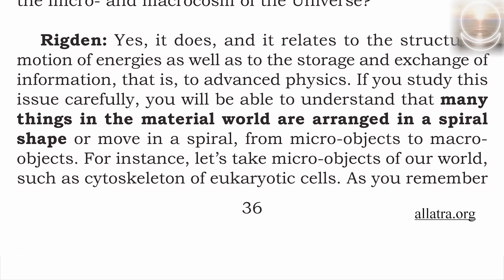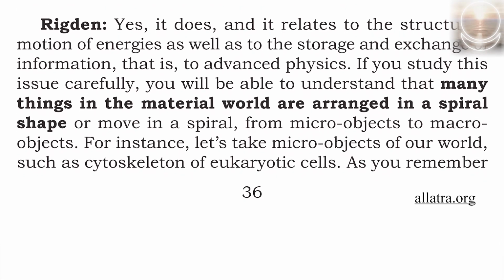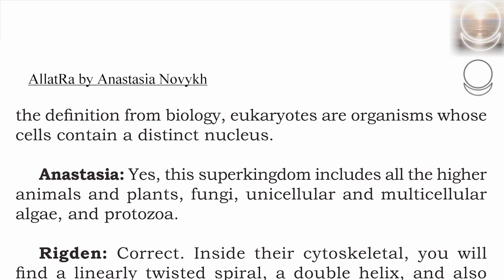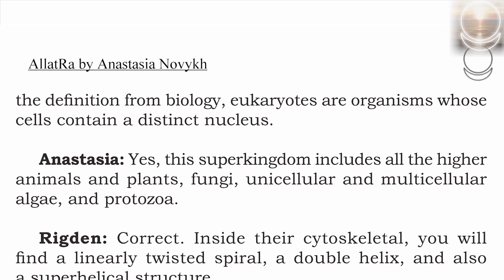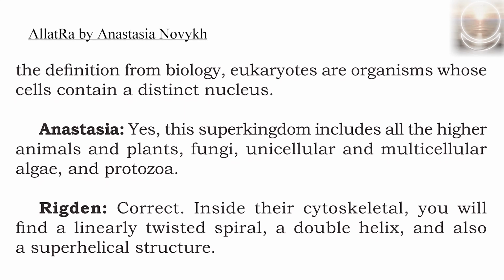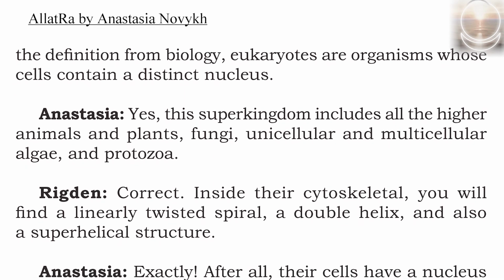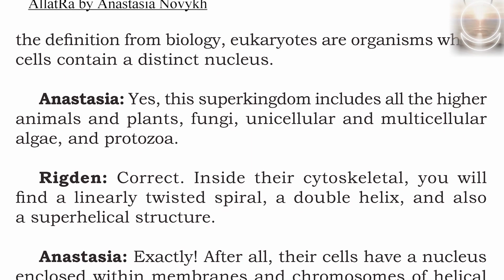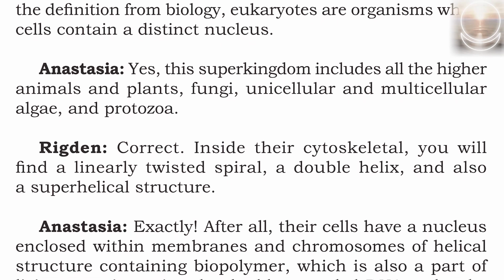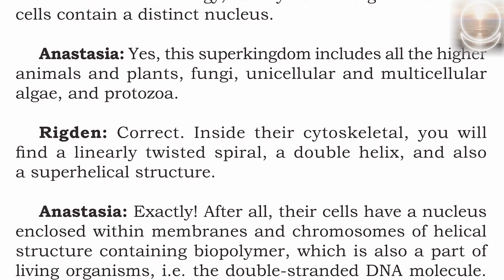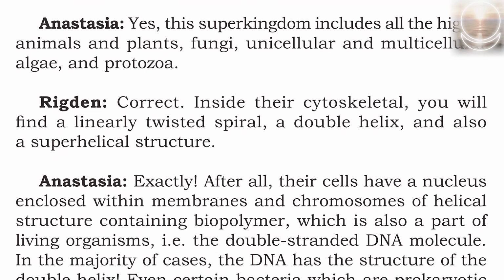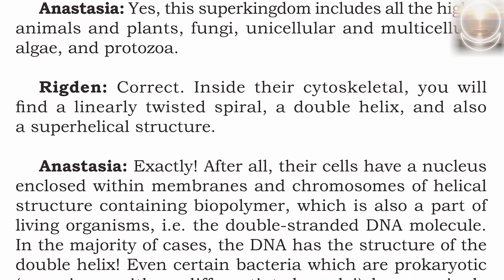For instance, let's take micro objects of our world, such as the cytoskeleton of eukaryotic cells. As you remember the definition from biology, eukaryotes are organisms whose cells contain a distinct nucleus. Anastasia, yes, the superkingdom includes all the higher animals and plants, fungi, unicellular and multicellular algae, and protozoa. Rigdon, correct. Inside their cytoskeleton, you will find a linearly twisted spiral, a double helix, and also a superhelical structure.